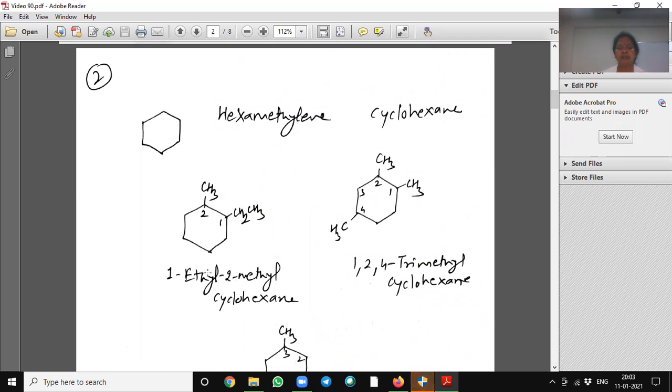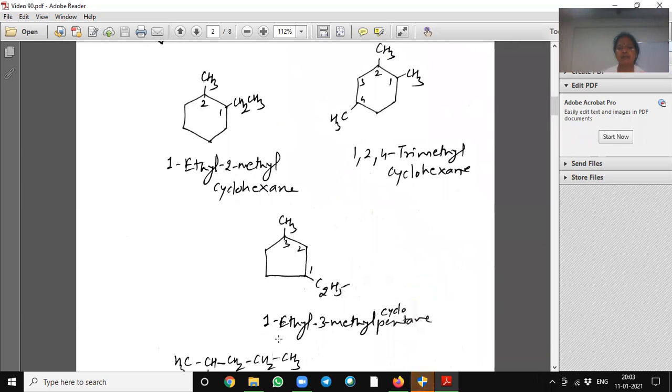1-ethyl will come first because E comes alphabetically first, M is later on. So 1-ethyl, 2-methyl cyclohexane. Here, trimethyl cyclohexane. Here once again 1-ethyl, 3-methyl cyclopentane.